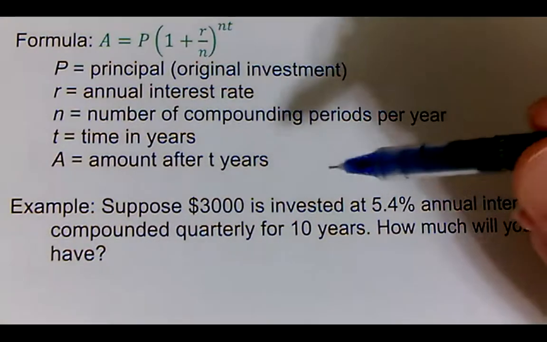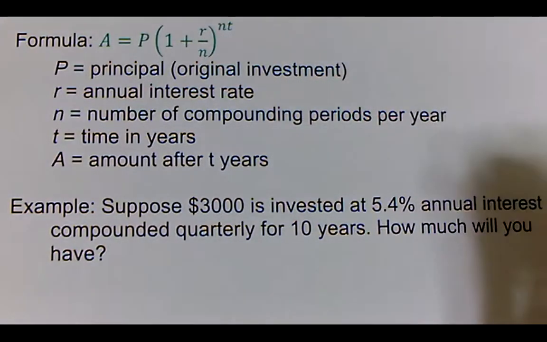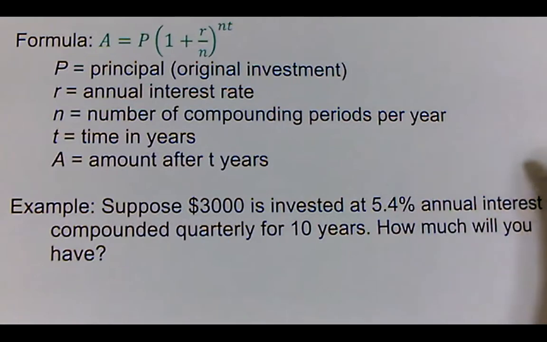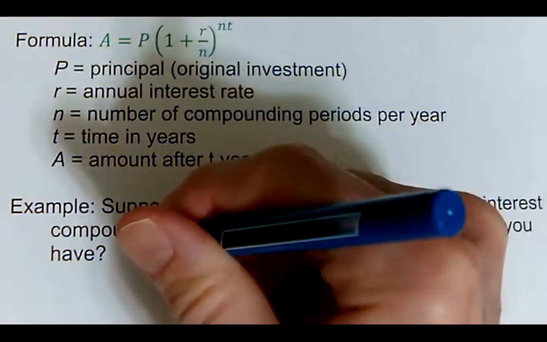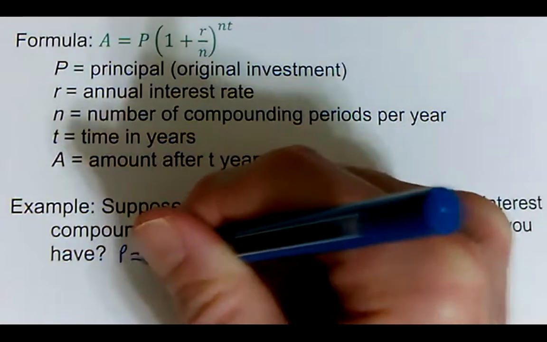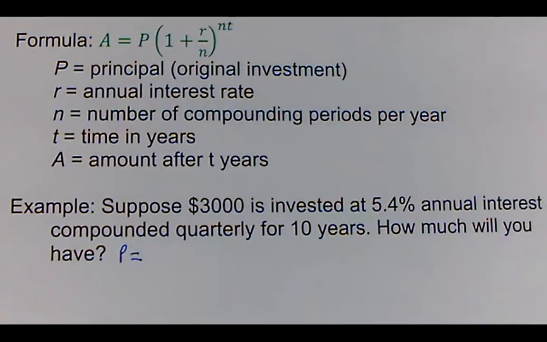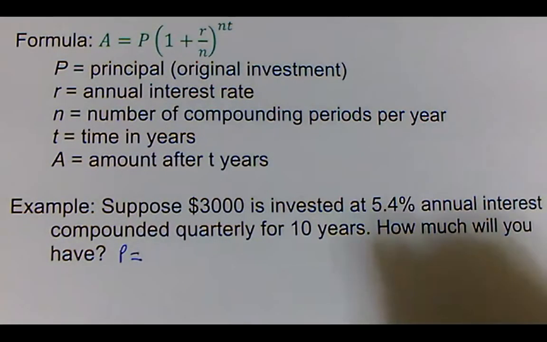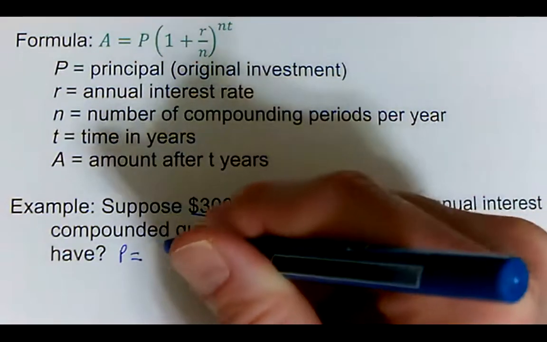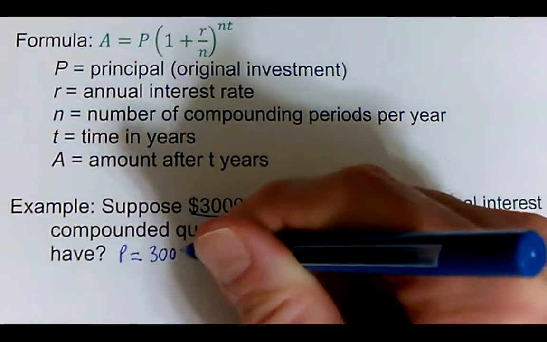So suppose $3,000 is invested at 5.4% annual interest, compounded quarterly for 10 years. How much will you have? Let's see if we can identify what values we have and what we're trying to find. So the P is the principal. That's the amount you originally invest. And that's given right here. The P is going to be $3,000.